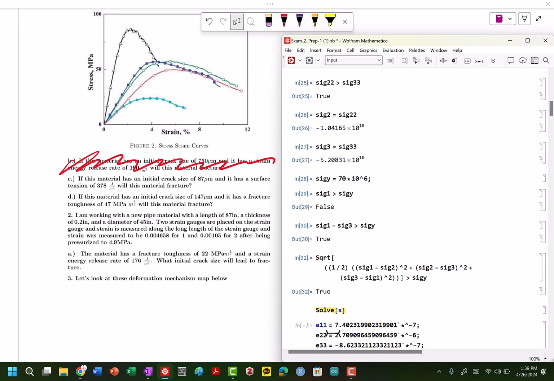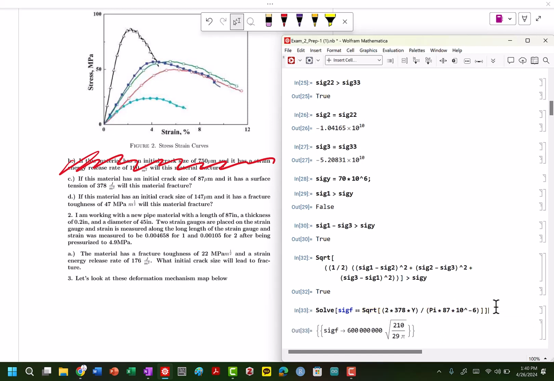So we need to solve for sigma F equals the square root of 2 times the surface tension, which is given as 378, times our Young's modulus, divided by pi times our crack size, which is 87 times 10 to the minus 6.